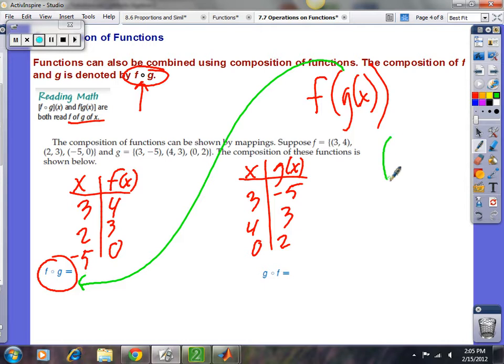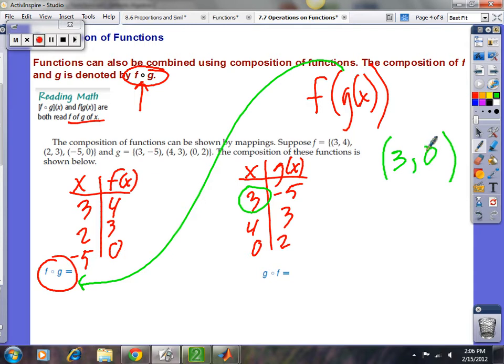Your first ordered pair, what are you going to substitute into g of x? You can substitute a 3. These x's right here, this is your input. This is what you substitute in. You substitute a 3 in, and what does it give you out? It gives you out a negative 5. Now take that negative 5, substitute it into f of x, and what does it give you out? 0. So this is your first ordered pair, 3, 0.